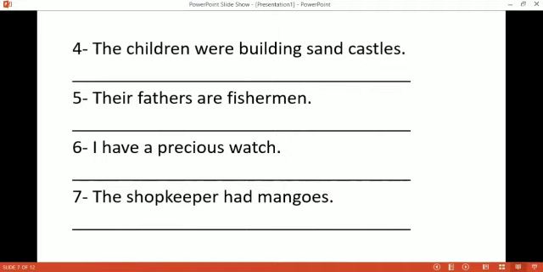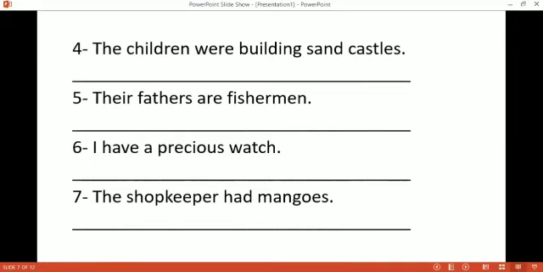The children were not building sand castles. Sentence number five. Their fathers are fishermen. Which helping verb is used here? Are. Yes, and after are, what will we do? We will put not. Their fathers are not fishermen.